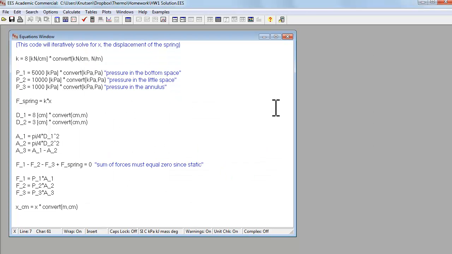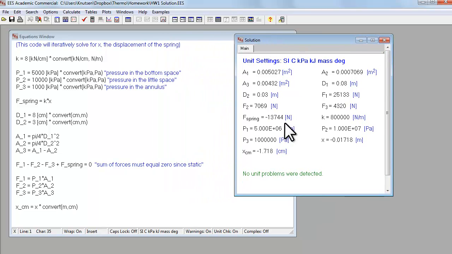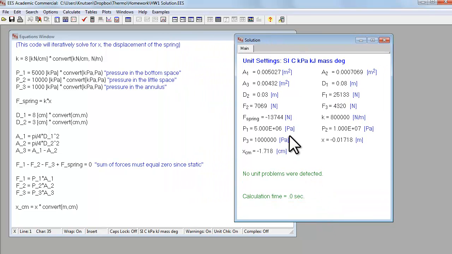Once I've got all my units established, I can go ahead and click this calculator button, or I can press F2 as a hotkey. So I'll click solve, that calculator button, and here are the results of my calculations. It gives me all the different areas that I calculated in meters squared, and here is x in meters and x in centimeters. The correct answer is negative. It's displaced about 1.7 centimeters.